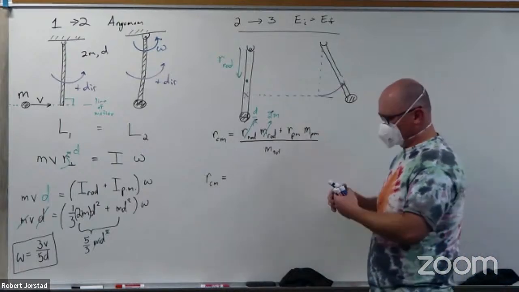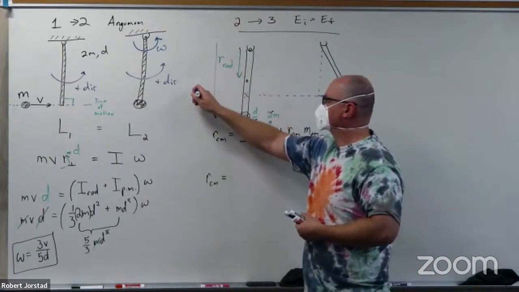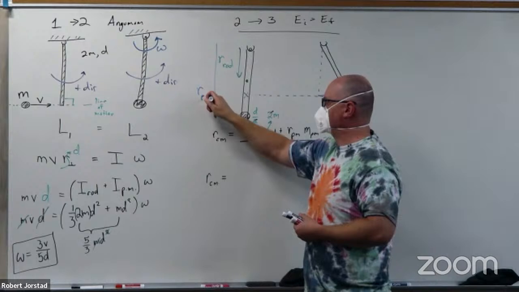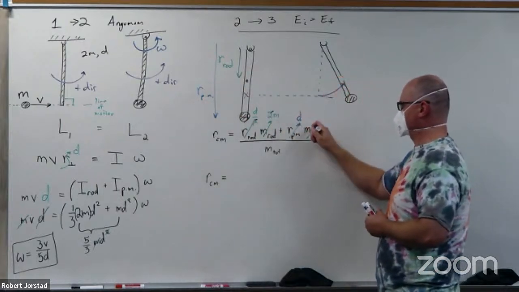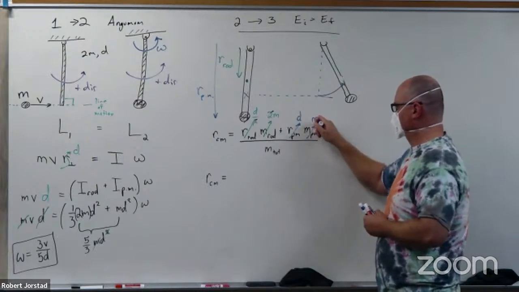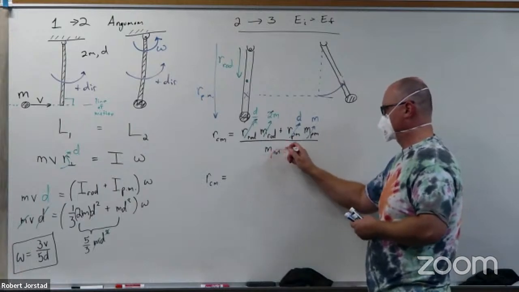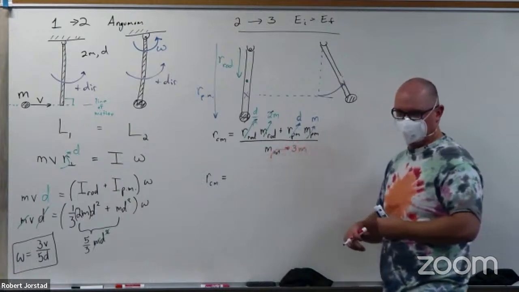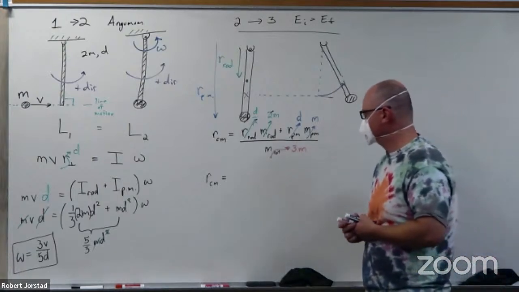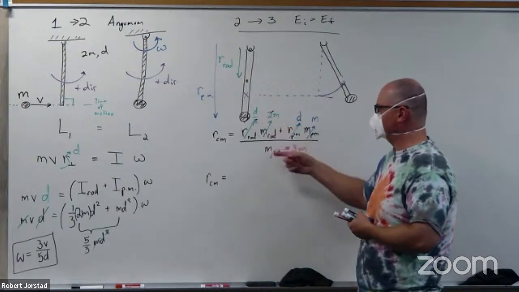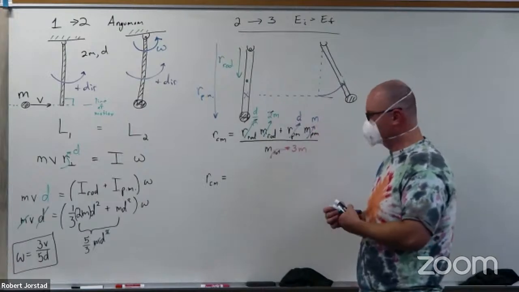What's the radius to the point mass? The radius from the pivot to the point mass is D. What's the mass of the point mass? What's the total mass? 3m, right? Because you've got a 2m plus a 3m. Out of all this, we're going to get mD plus mD over 3m. That's 2mD. That's 2/3.